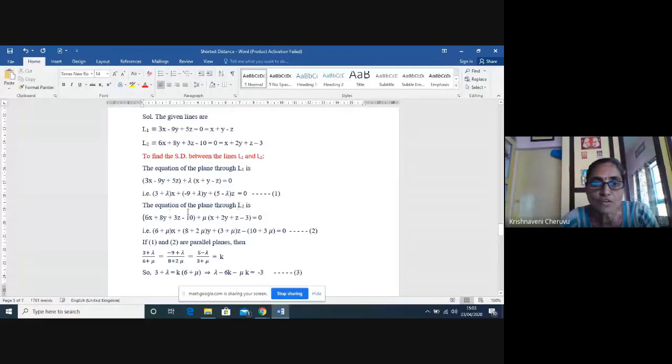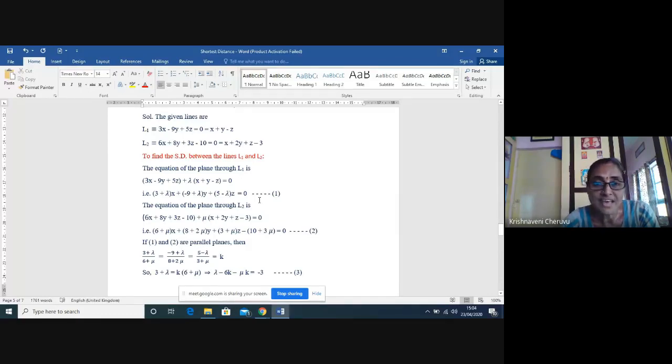So, the equation of the plane through the line L2 is again first plane plus some other mu times the second plane is equal to 0, and you just rearrange the terms like ax plus by plus cz plus d is equal to 0, because this is the standard general equation of the plane. Now you have this plane 1, which is the plane containing L1, and plane 2 is the plane containing L2.